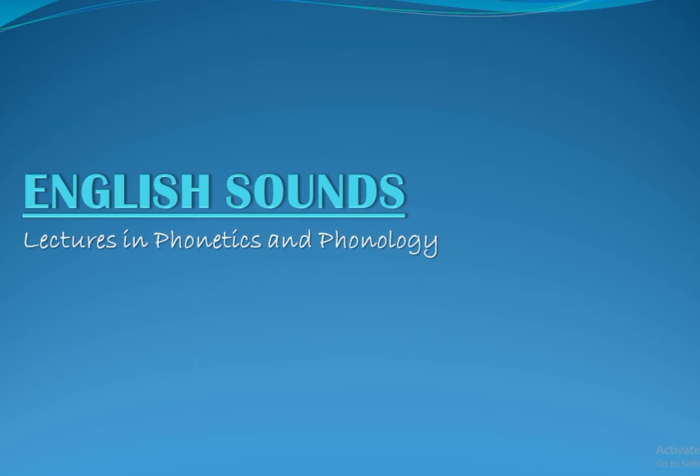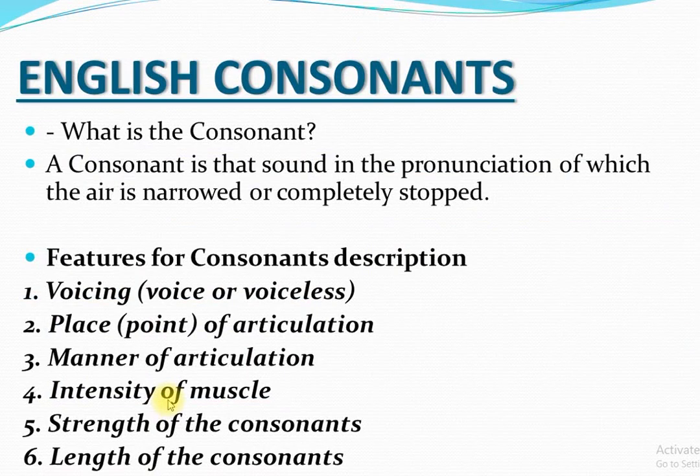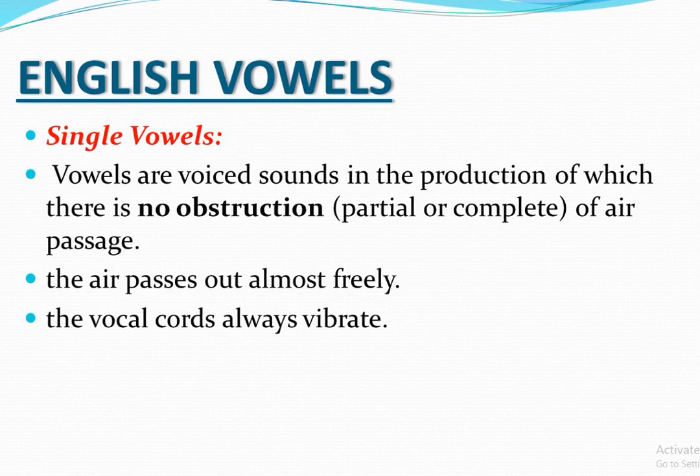Today we are going to continue with chapter 5, English sounds, which is vowel sounds. And we started with the single sounds. We talked about the single sounds, single vowels, and then we gave the characteristics of the vowels. If you remember, we dealt with the consonants and vowels. We talked about the vowels, as you can see, and then we continued with the characteristics of vowels.